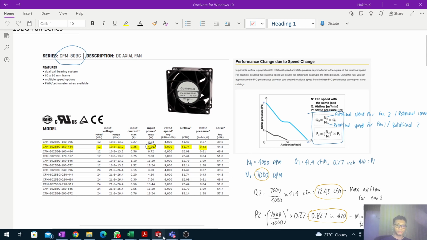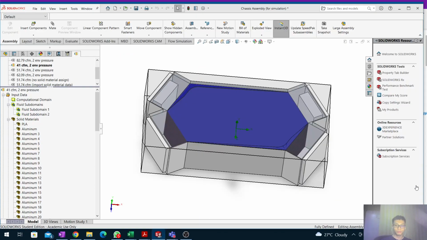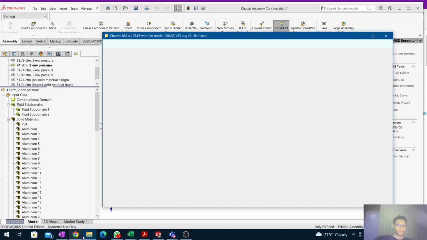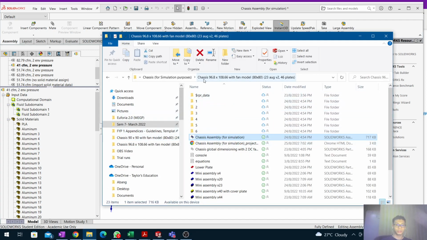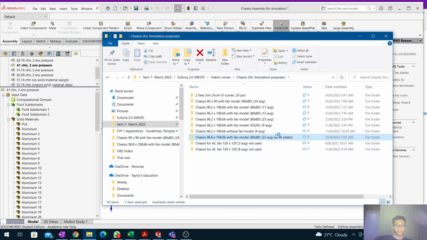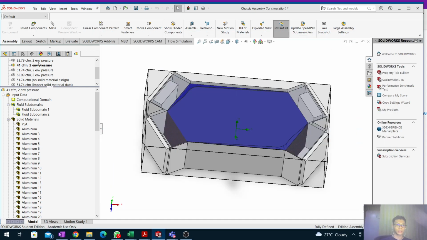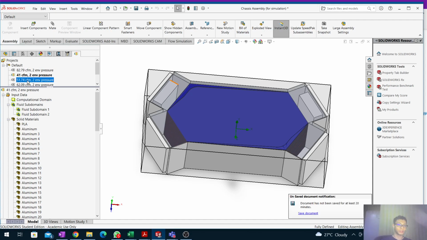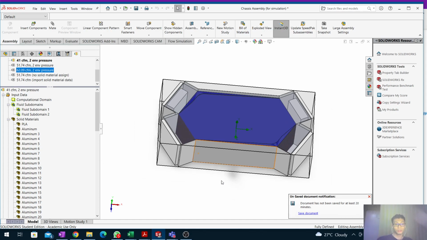Yeah, you can look at this file. I already shared this file. This is where I have all the results. You can look at the flow simulation here: 82.79, 41 CFM, 51.74 CFM, 62.09 CFM. I've already mentioned them all here.